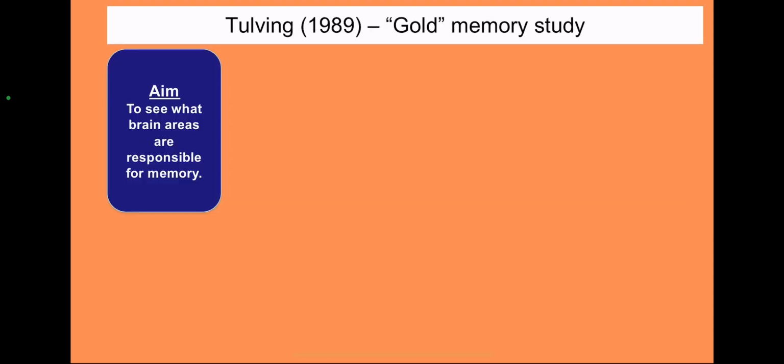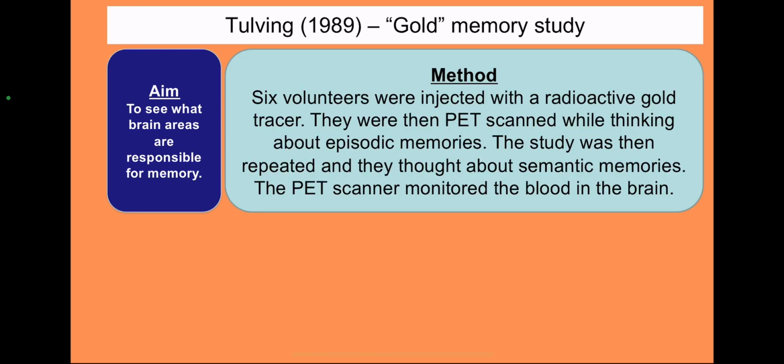Now, the last thing you need to know is the key study to this little section, and it's Tulving's gold memory study. And what Tulving wanted to do was to see what brain areas were responsible for memory. So what Tulving did is he got 6 volunteers and he injected them with a radioactive gold tracer. That's where the study gets its gold name from. He then PET scanned them and asked them to think about episodic memories.